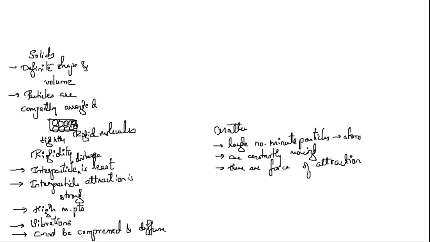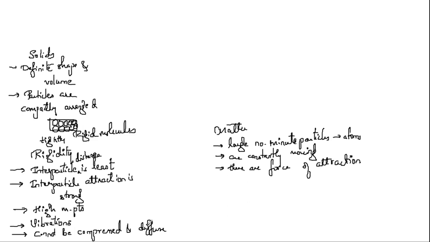They have definite shape and definite volume. They do not conform to the shape of the container. Like if I take a cube of a solid and place it in a square box, it will remain as a cube. If I place it in a glass, will it take the shape of the glass? No, it will remain as a cube only.